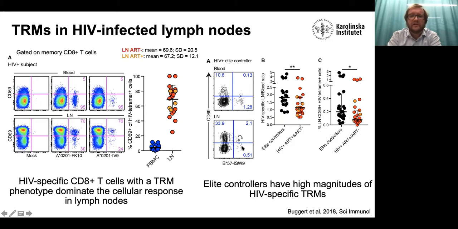You do see that you have higher levels of CD69 in lymph nodes versus blood, but you actually do see that these individuals have these really high magnitudes of virus-specific cells, against one epitope sometimes even, that have a specific HIV-specific TRM phenotype. And as a matter of fact, what you do find here as well is that the HIV-specific lymph node to blood ratio is higher in HIV elite controllers versus those not controlling infection. And finally, the percentage of lymph node CD69 positive HIV tetramer positive cells are higher in elite controllers versus HIV positive individuals that are on ART or not.